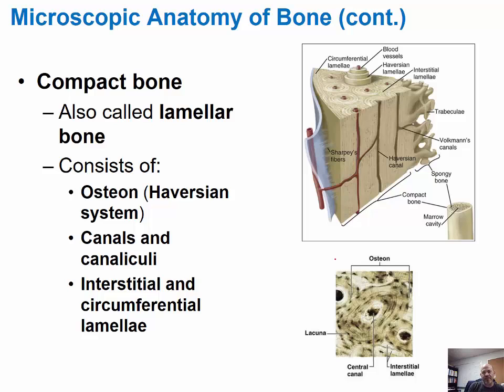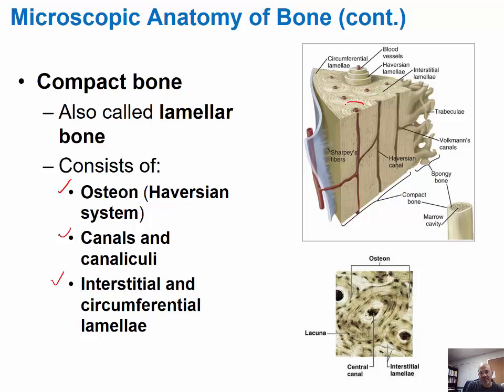And then looking at compact bone, it's again something we've seen or will see in the lab. It's also called lamellar bone because of the layers of the lamellae. It's going to consist of an osteon, which is also an older name called a Haversian system, canals and canaliculi, and interstitial and circumferential lamellae. So we look at the diagram over here, we can see some of those structures there.